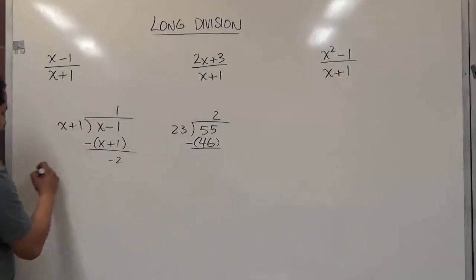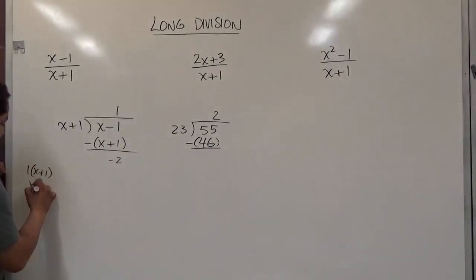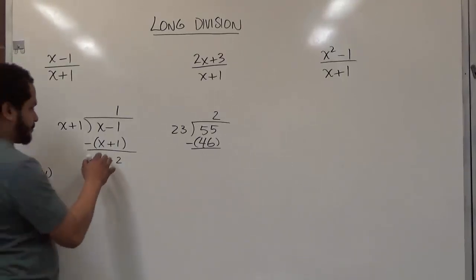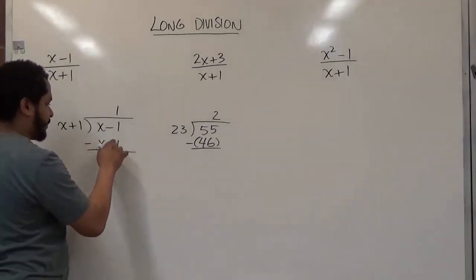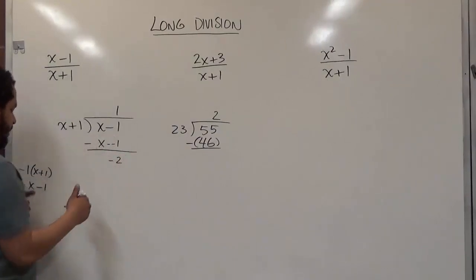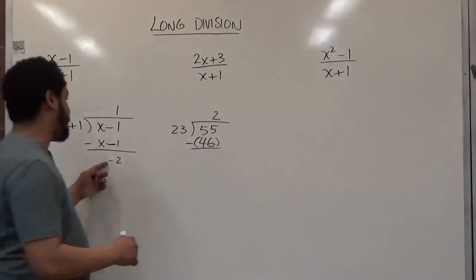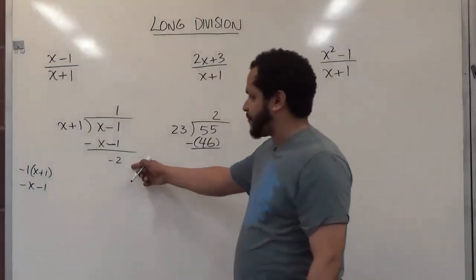Because what's actually happening here is we're multiplying the 1 times x plus 1. That gives us x plus 1, but then we're making everything negative. So if we put a negative in front of the first term, this becomes negative x minus 1. Now this also will change to negative x minus 1 because we're subtracting the result of the product. Now here we get a negative 2, and this is our remainder.